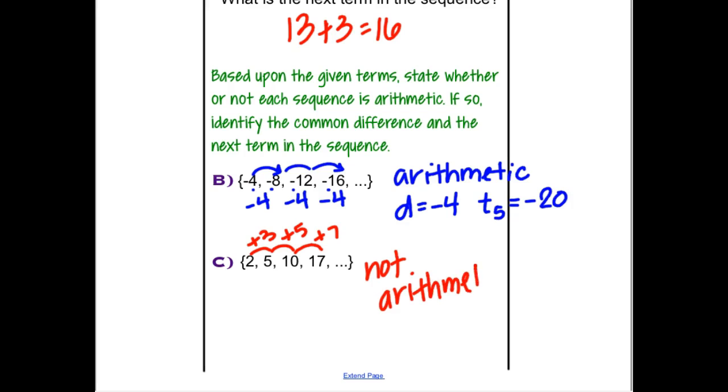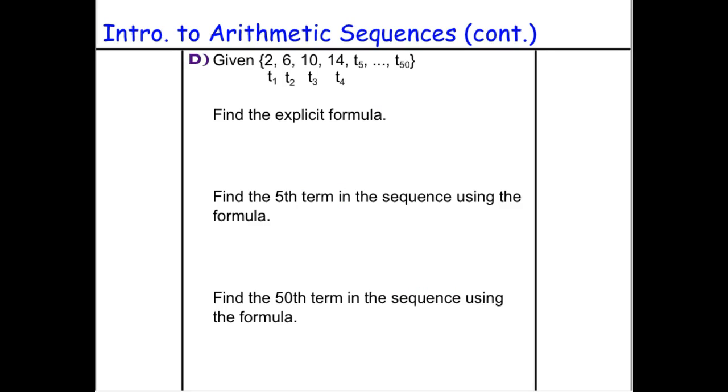And to be honest, to be able to explain why, your work right here explains why it's not arithmetic. Moving on, now you need to be able to find the explicit formula. So if you remember from the previous slide, T sub n equals T sub 1 plus d times n minus 1 is your explicit formula. So we look here and we want to identify our parts.